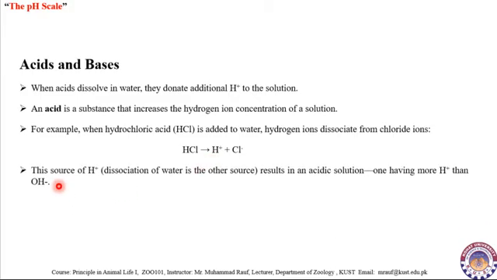So this source of hydrogen ions, and the dissociation of water as the other source, results in an acidic solution. So one source of hydrogen ions in a solution is obviously when an acidic solution is added, and another source of hydrogen ions is the dissociation of the water molecule.